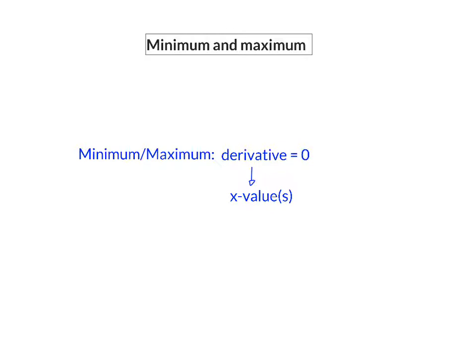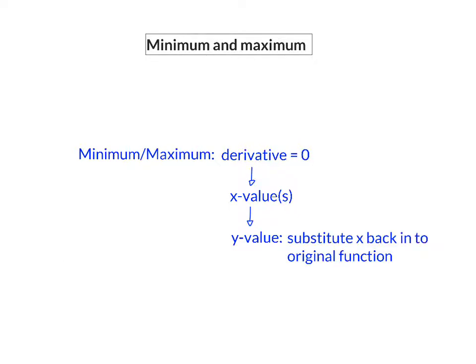And to then find the y value, which will be our minimum or maximum value, we need to substitute these x values back into the original function. Let's look at an example where these steps can be followed.